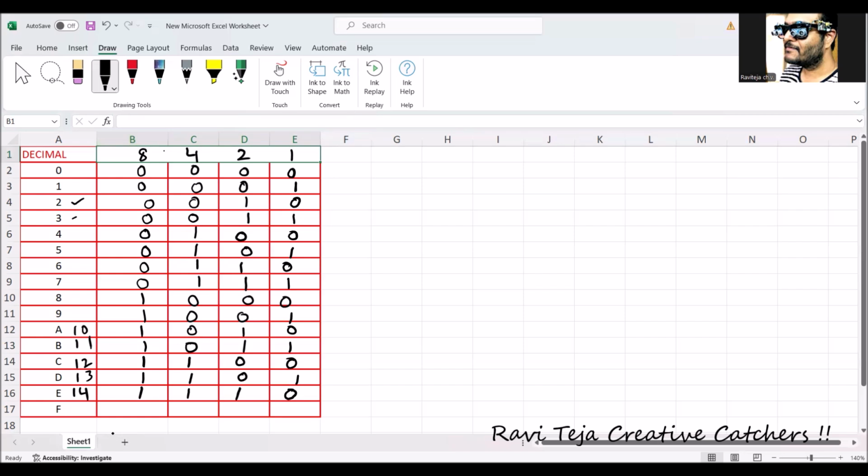And the last one, F is 15. All ones: 8 plus 4 plus 2 plus 1 gives us 15. So this is how to write the binary numbers with respect to the 8421 code.